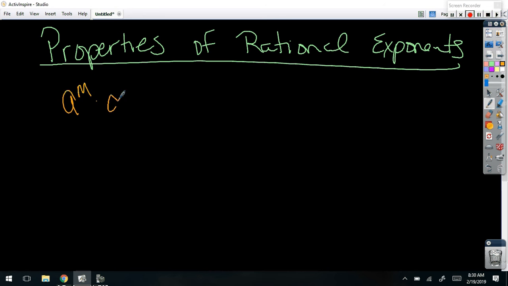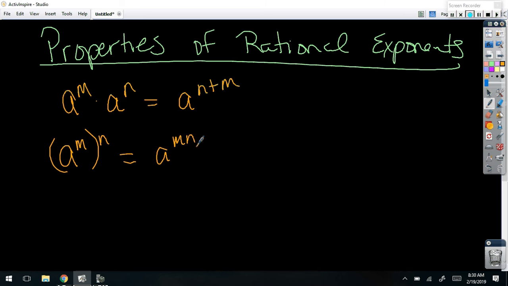Things like if you're multiplying with the same base, you add the exponents. If you raise a power to a power, you multiply. If you divide, then you subtract.